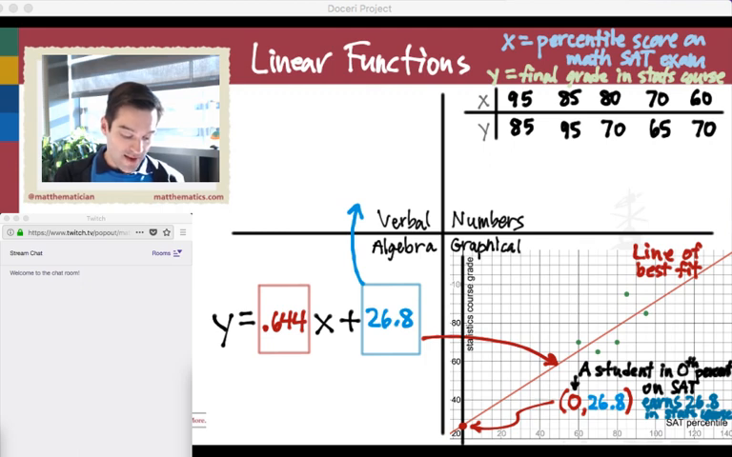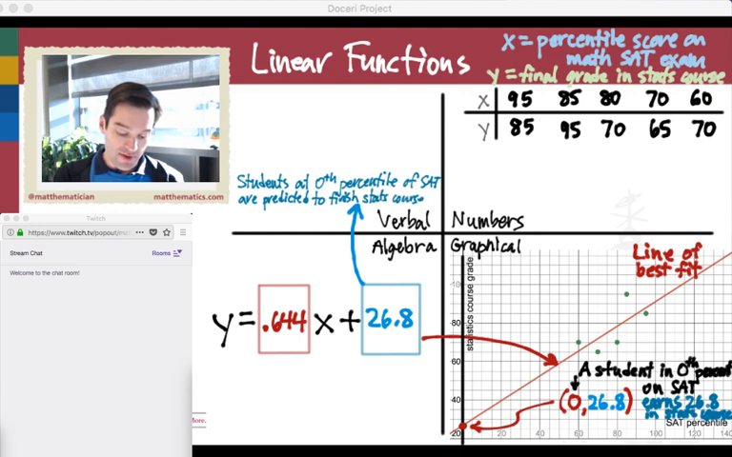And I'm just going to recopy that sentence up here in the upper left pane. So the verbal description here is that students at the 0th percentile of SAT are predicted to finish the stats course with a course grade of 26.8.